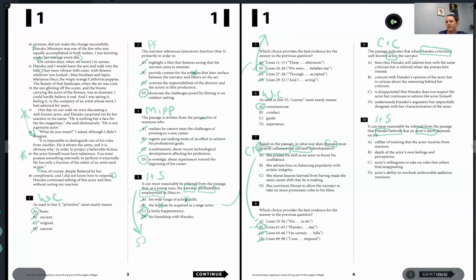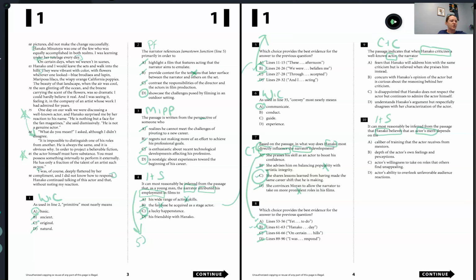All right, so she praises his skills to boost his confidence. No. Unfortunately, that would match D, so if you were to have chosen D, that would make you get both of these wrong. She advises him on balancing popularity. We don't see a discussion of popularity, so we'll get rid of that. She shares lessons learned from having made the same career shift that he is making. Okay, possibly, because it does say that she was successful, equally accomplished in both realms, theater and film, so maybe. She convinces Moran, the director, to allow the narrator to take on more prominent roles. We don't see that discussion really happening anywhere, so C is our answer for number 7.